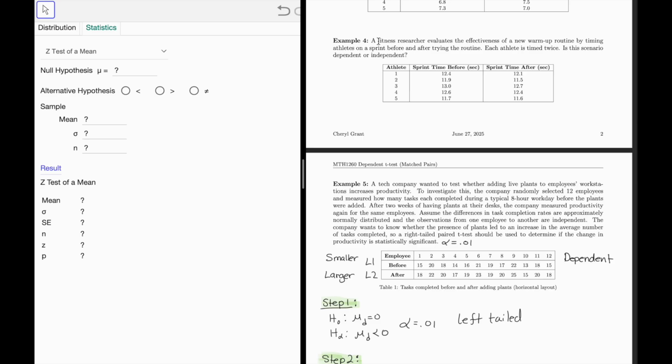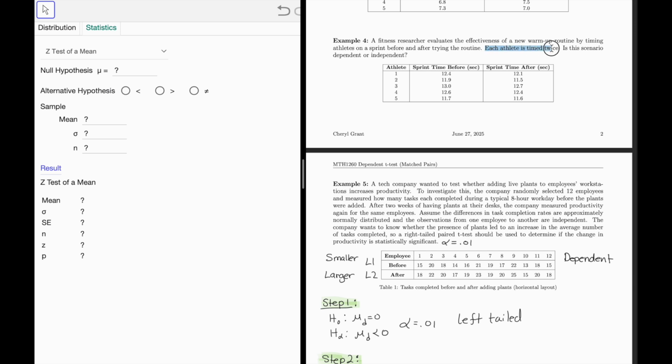Example 4 says a fitness researcher evaluates the effectiveness of a new warm-up routine by timing athletes on a sprint before and after trying the routine. Each athlete is timed twice. This is key. Is this scenario dependent or independent?